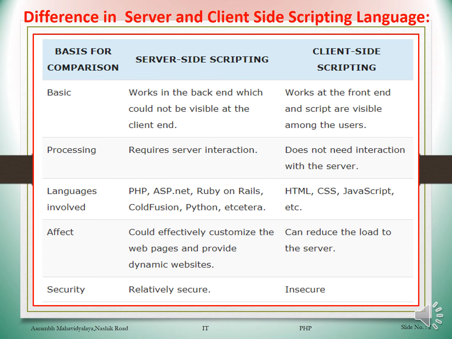Then processing. Server side requires server interaction while client side does not require any server interaction. Languages involved in server side are PHP, ASP.NET, Ruby on Rails, Cold Fusion, Python, etc. While client-side languages are HTML, CSS, which we already studied in our first lesson. CSS stands for Cascading Style Sheets, used to add special effects to websites. Then JavaScript, etc. All these are client-side scripting languages.